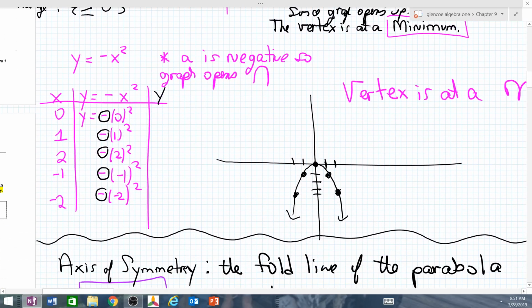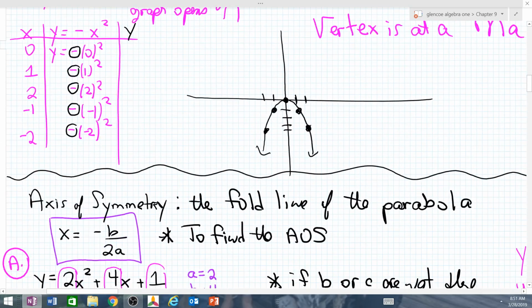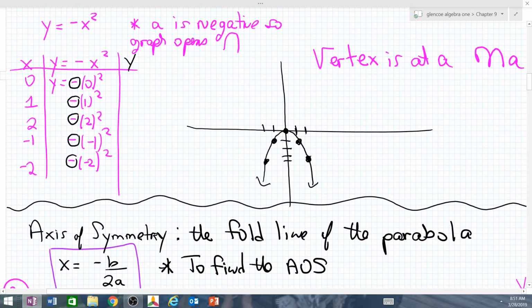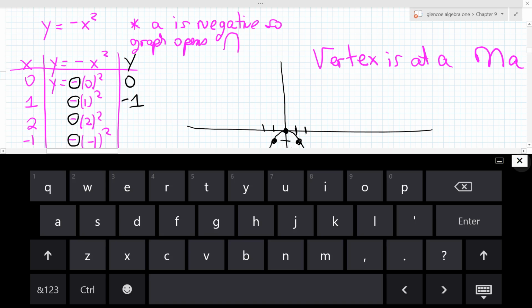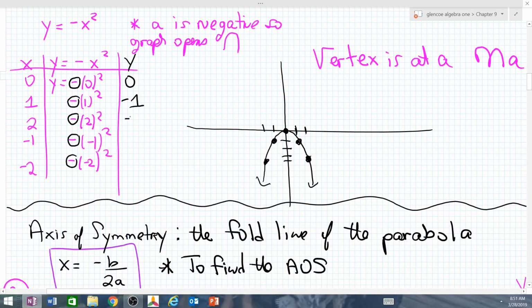Now, since we showed you what y equals x squared looks like, let's show you what y equals negative x squared would look like. We're going to pick our points again: 0, 1, 2, negative 1, negative 2. We put a negative sign in front, put each number we're plugging in parentheses, and square it. We get 0, negative 1, negative 4, negative 1, and negative 4.